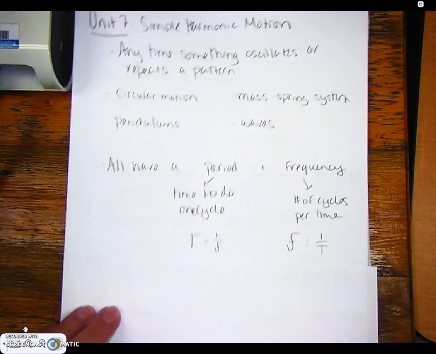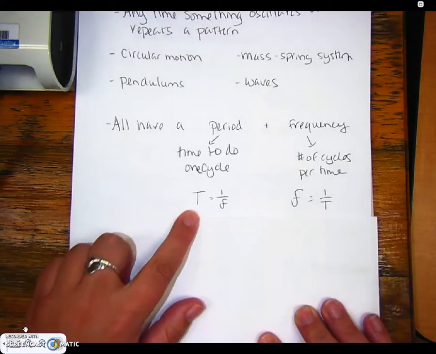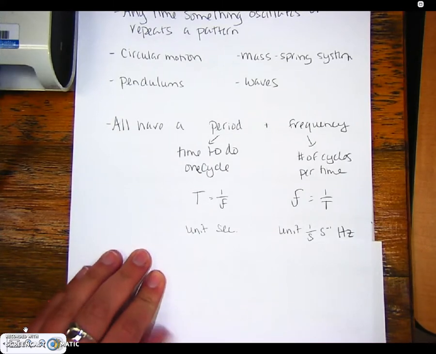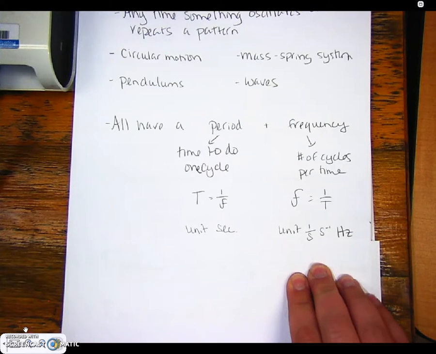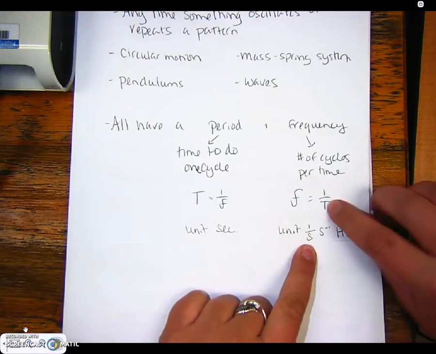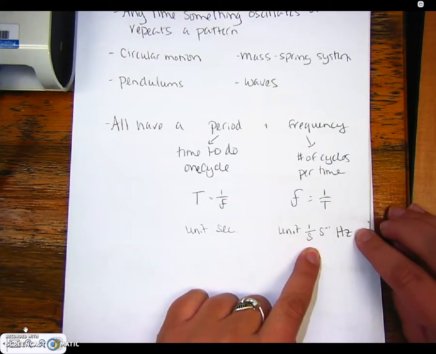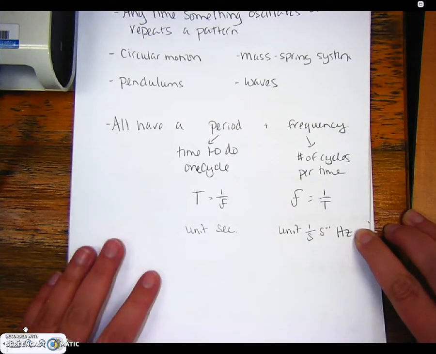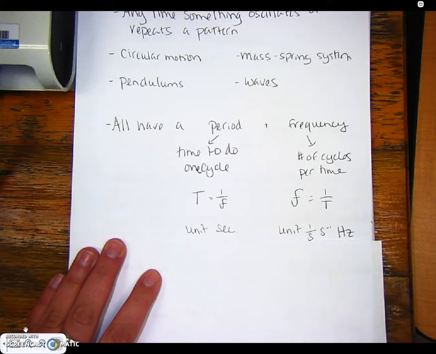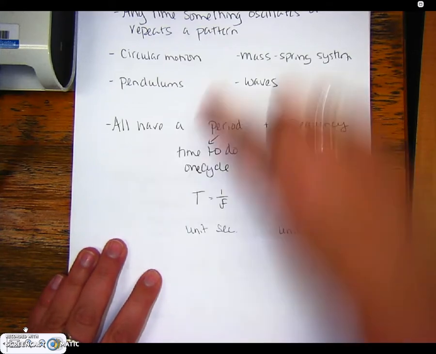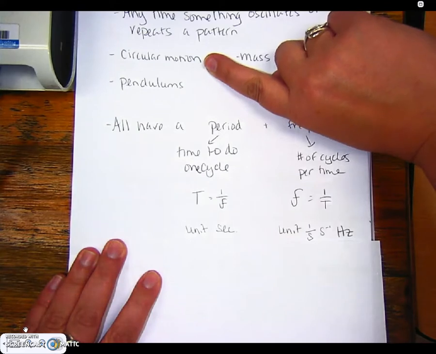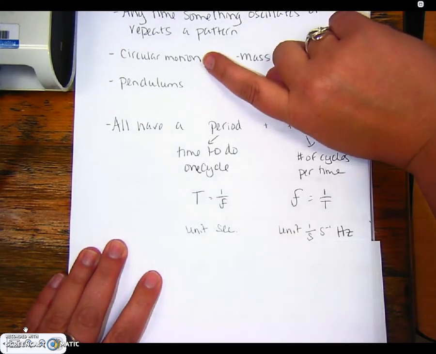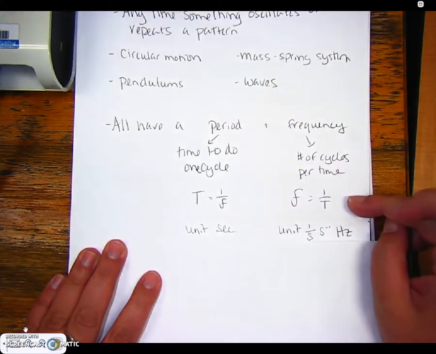Now, if we look at the unit, period is a measurement of time, right? So the unit is seconds. And for frequency, the unit of measurement is 1 over seconds, because it's 1 over the period, or seconds to the negative 1. And so that is called hertz, right? So for circular motion, it's pretty obvious the amount of time to complete one revolution is the period, or the amount of revolutions per second is the frequency, right?